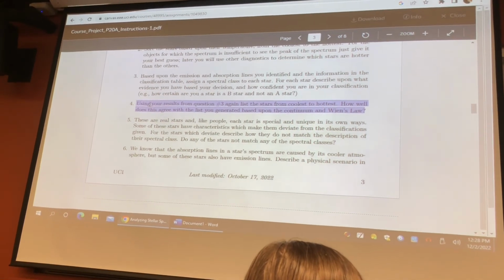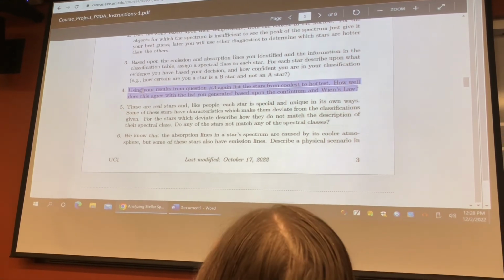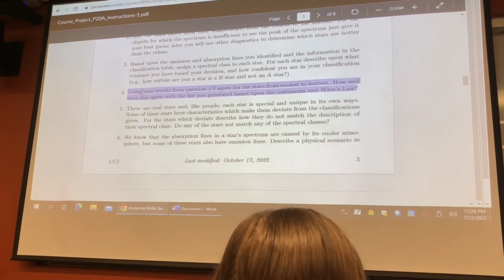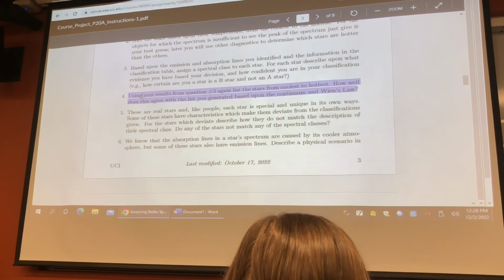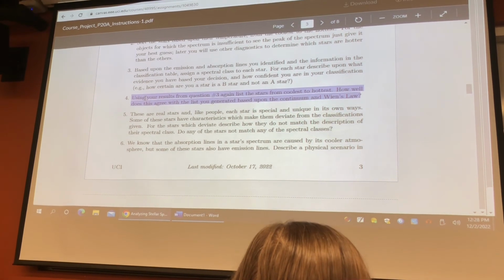I would not recommend picking one where the peak of the spectrum is all the way on one side or the other of the plot, because as you guys saw, those arrows get a little glitchy. Pick one to make your lives easier where the peak is in the middle.